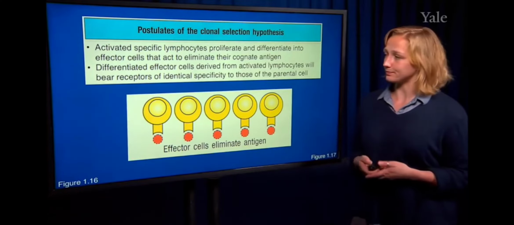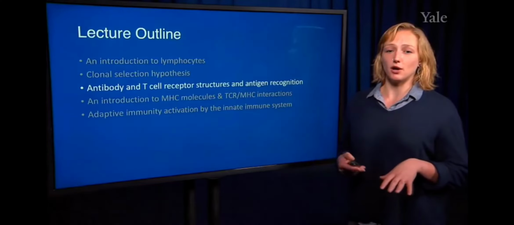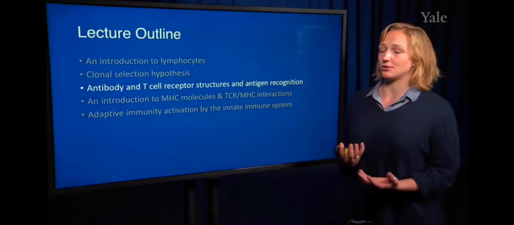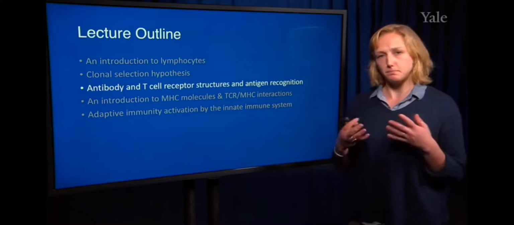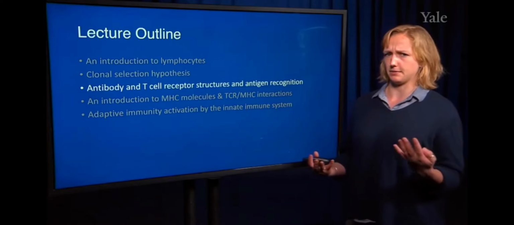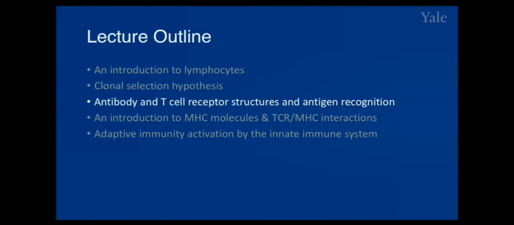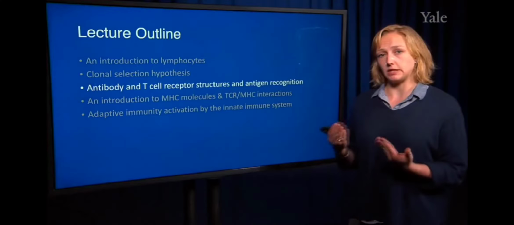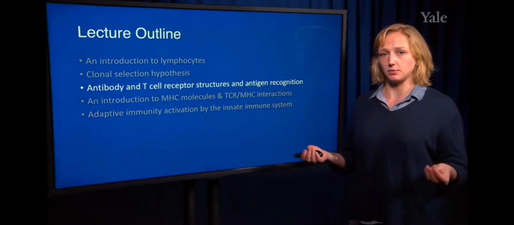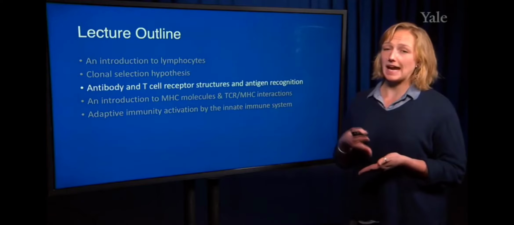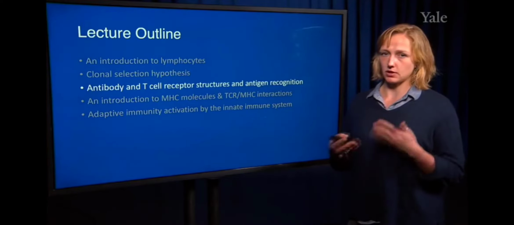So now that we've gone through the general principles of the clonal selection hypothesis, or basically the outline for how the adaptive immune system works, let's dive in a little deeper and get to know T cells and B cells a little bit better. T cells and B cells can really be looked at from the receptor's point of view. T cell and B cell receptors are how they interact with their antigens. Antibodies and B cell receptors are synonymous in most cases.